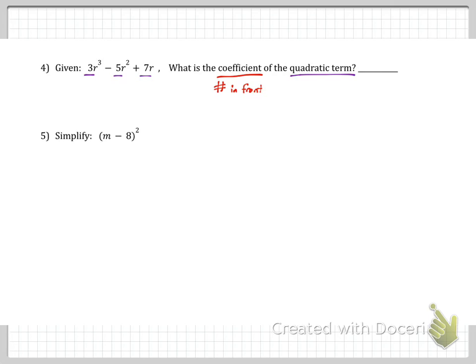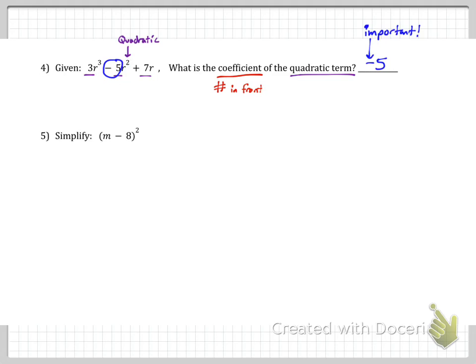The quadratic term, well, there are three terms here. The term is any group of numbers and variables that are separated by addition or subtraction. And the quadratic term is the term that has a variable squared on it. So see how r squared is quadratic? That means the coefficient is -5. You have to include the negative. That's very important. Another important thing is notice that I don't include the variable. -5r squared is not the coefficient, just the -5.